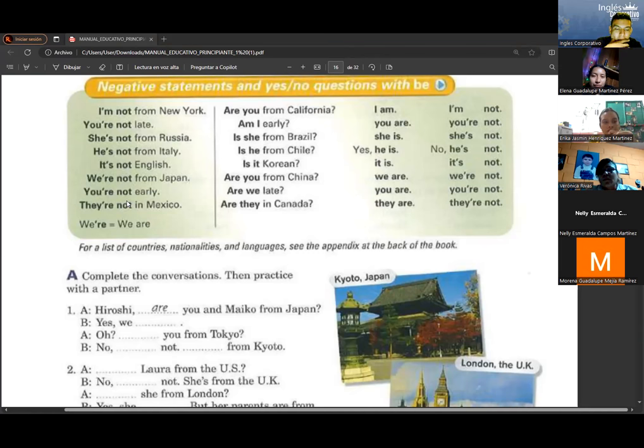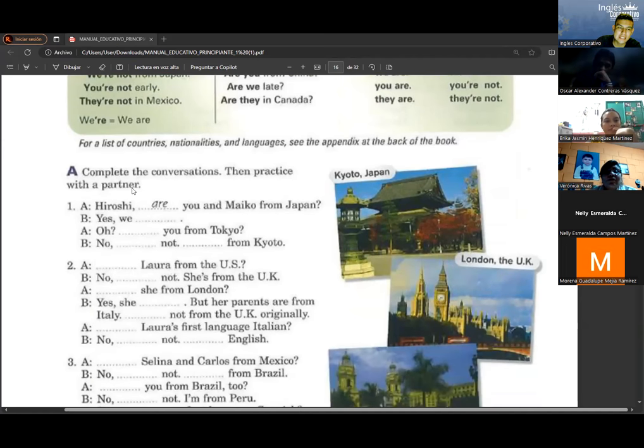También hay otras formas. Hay otras formas de hacer la negación. Por ejemplo, pueden decir I'm not, esa es la común. También you aren't. También he isn't. We aren't. You aren't. They are not. They aren't. Okay. Ahora vamos a hacer este ejercicio.